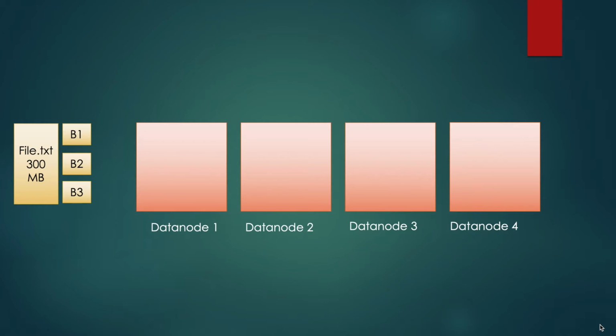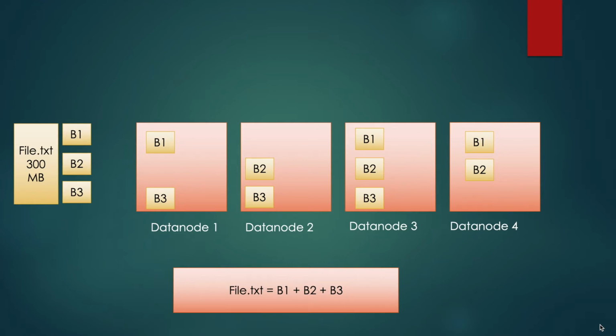Let us assume that block B1 is available in data nodes 1, 3 and 4. In the same way, block B2 is available in data nodes 2, 3 and 4, and block B3 is available in data nodes 1, 2 and 3. In order to read this file.txt, we need to read one copy of B1, one copy of B2 and one copy of B3. In order to do that, we need to know the address of B1, the address of B2 and the address of B3. And we should also know that the combination of B1, B2 and B3 will give us the file.txt.